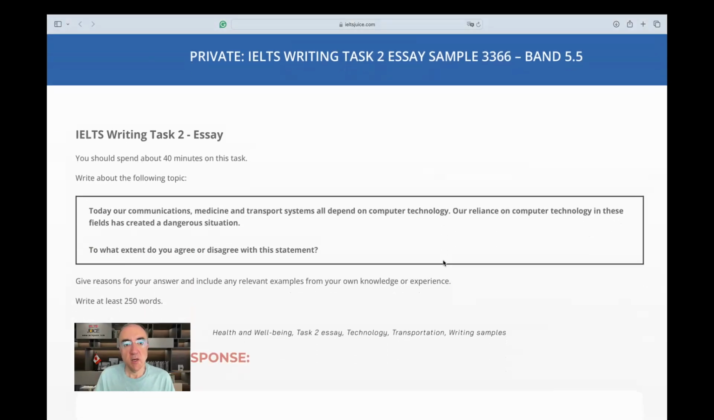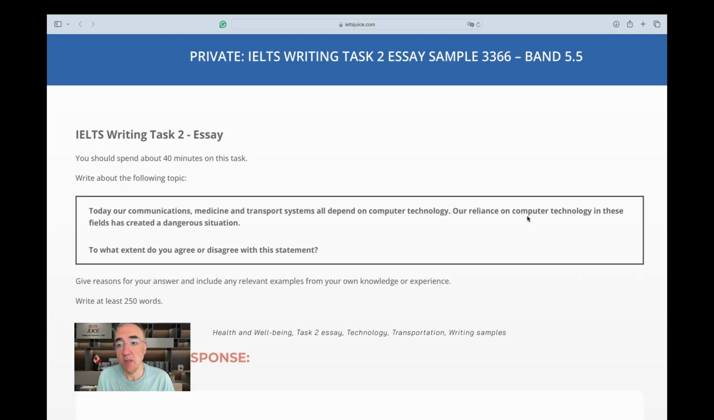So the rubric says, today our communications, medicine, and transport systems all depend on computer technology. The rubric intentionally says some specific items: communications, medicine, and transportation systems or transport system, depending on British English or American English way of saying it. And they all depend on computer technology. Now, the rubric doesn't just tell us these as examples. There is always like a guideline. So when IELTS gives us words or categories, it expects them in return.